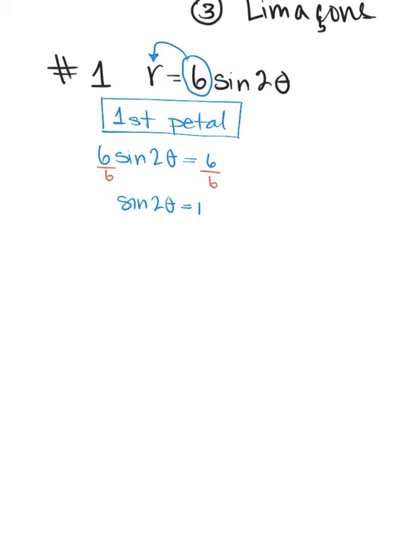And then I want to know where sine is equal to 1, so I would look at my unit circle and ask, where is the y value equal to 1? And that is at pi over 2. So then 2 theta is equal to pi over 2, because that's where sine is equal to 1. From there, I could either divide by 2 or multiply by a half. I'm going to multiply by a half because I already have the fraction pi over 2. So theta is equal to pi over 4. That means my first petal has a radius of 6, and it occurs at pi over 4. That's where my first petal is going to be located.